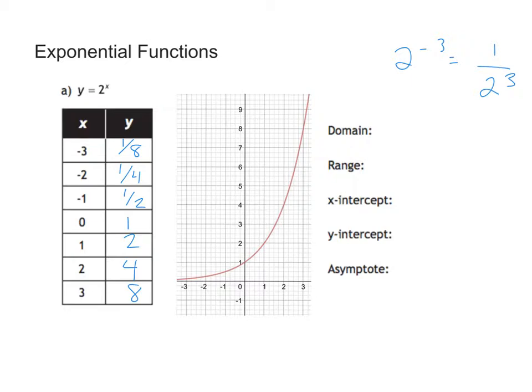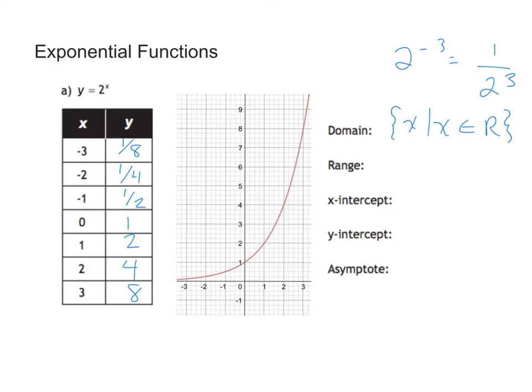So looking at some of the characteristics, what's the domain of this function? If you want to put it in set notation, it's x such that x is an element of the set of real numbers. X could be anything. It's going to keep going to the left forever. It's going to keep going to the right forever.